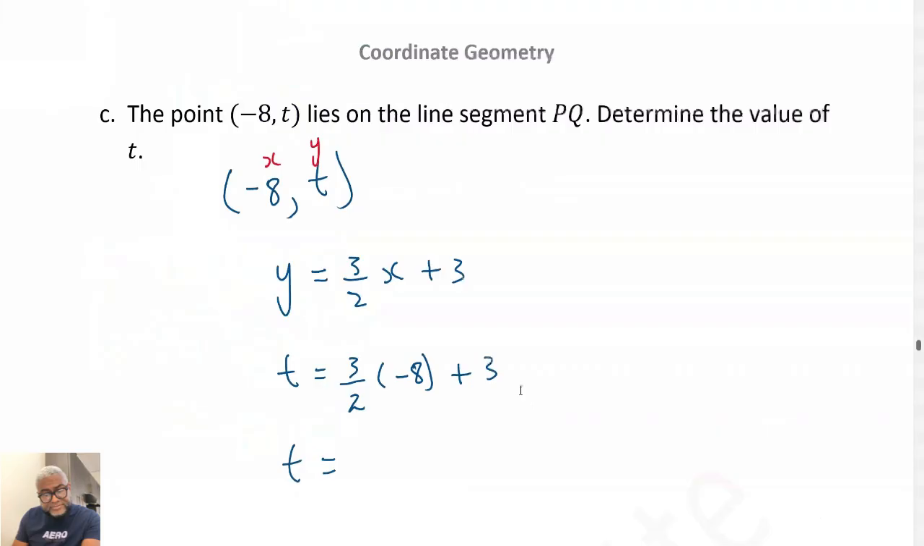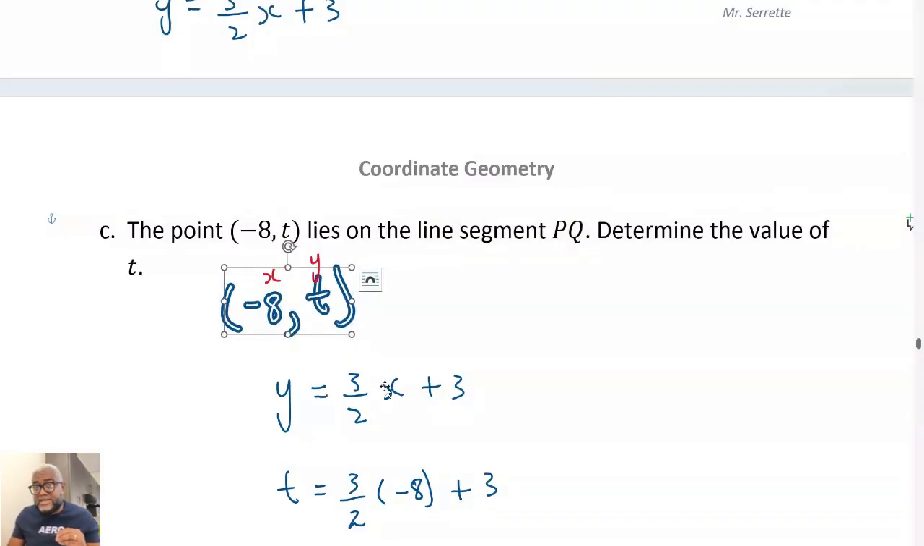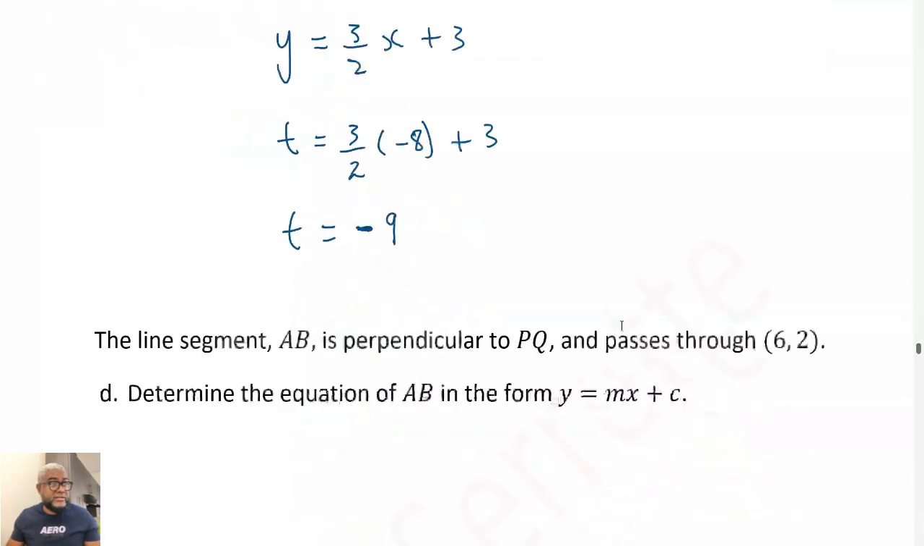Once again, this is how you can use your equation to find an unknown coordinate. They have negative 8 comma t. They want you to find t. The coordinates of this point are on the line segment PQ, so I replace x with negative 8 and y with t. So I'll have t is equal to 3 over 2 by negative 8 plus 3. Negative 9. Excellent, Janae.